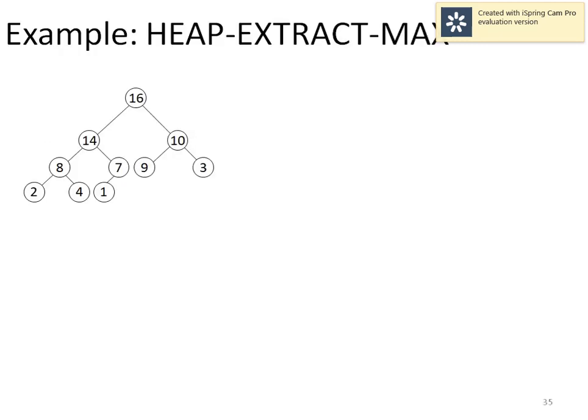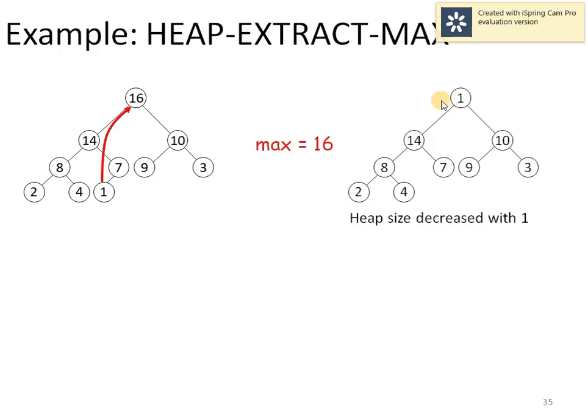So let's say this is an example and we are going to execute the heap extract max function on it. The moment I call the extract max function, the first step is I have to store this root element somewhere. So we have used max in order to store the root element, which is 16 in this particular case. Next step is I have to replace this 16 with the last element of the heap. So we will get something like this. In place of 16, we have 1 now, and we have also reduced the heap size by 1.